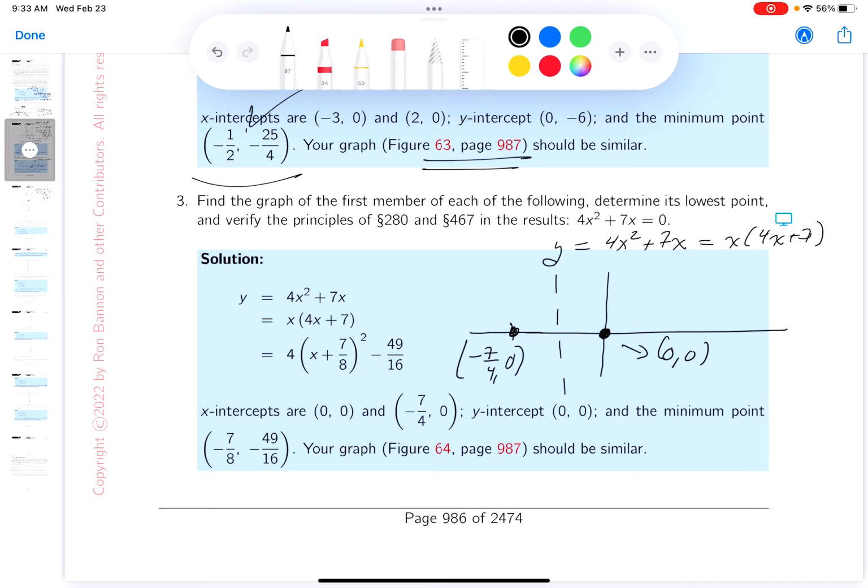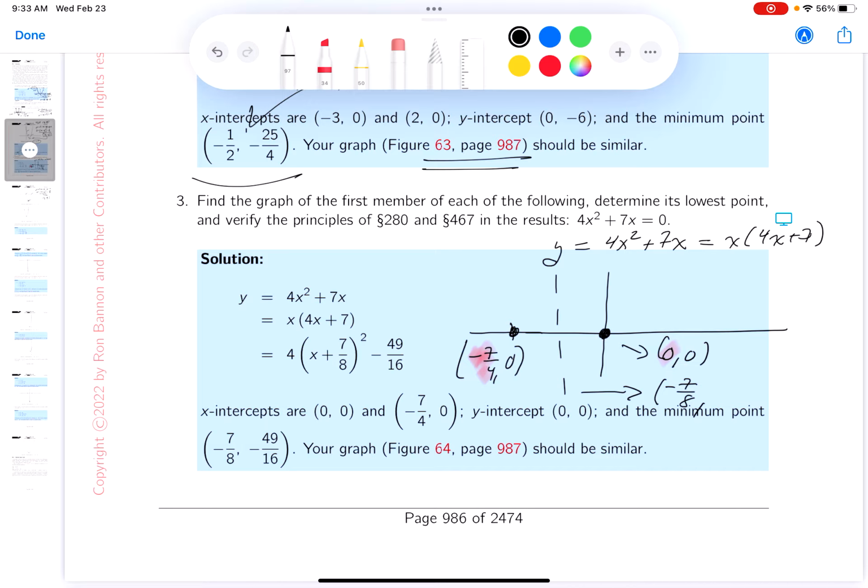And what's the vertex going to be? Well, it's along that line. And you know what I'd recommend? Add 0 plus minus 7/4. What I'm doing is adding the x-values of the x-intercepts together and dividing by 2. And what would you get there? You would get minus 7/8. I'll write that down for you.